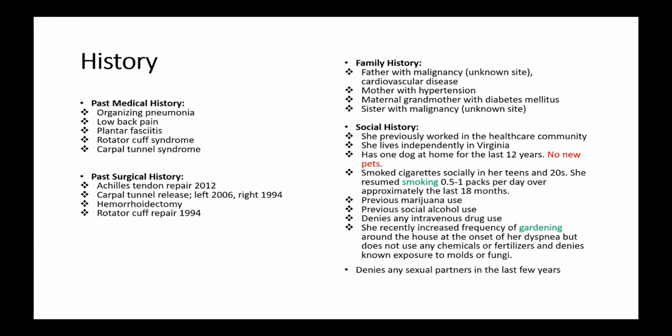Social history, I think this is a really good, extensive social history. Nothing's really kind of standing out. No major travel. She lives locally, no new pets, no illicit drugs. She's kind of doing some routine gardening. So all kind of typical on a social history.